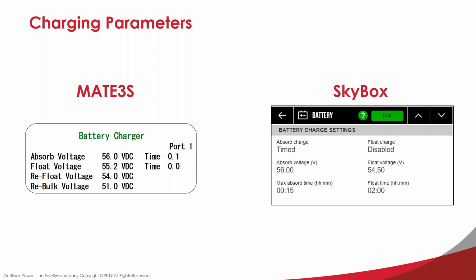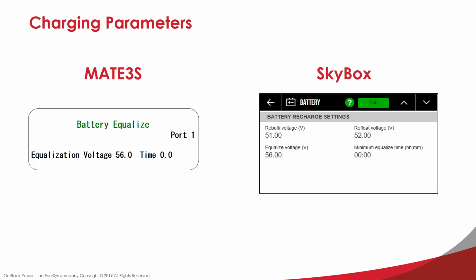Okay, so now that we've set up our absorb and float voltages, we'll go on to equalize. Equalizing lithium batteries should never happen unless you are specifically directed to do so by the manufacturer. Just don't do it. However, there is a nice redundancy that you can put into your programming.